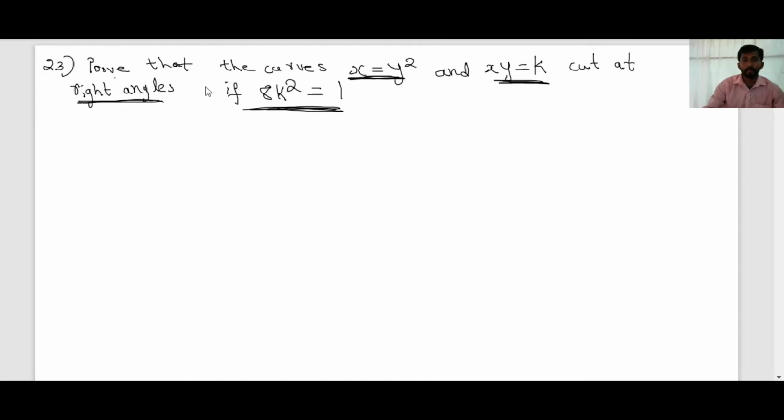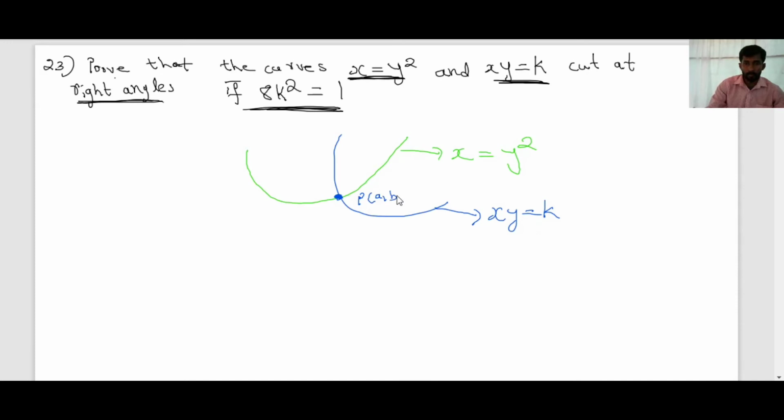First, see the meaning of curves cut at right angles. Here I'm considering one curve, and I will name it as x is equal to y square. This is our first curve. Consider the other curve, that is xy equal to k. Then see, the given data is curves cut at right angles. Here at this point you can observe two curves intersect. This is the cutting point for these two curves. I'm taking P of A comma B as the cutting point of these two curves.